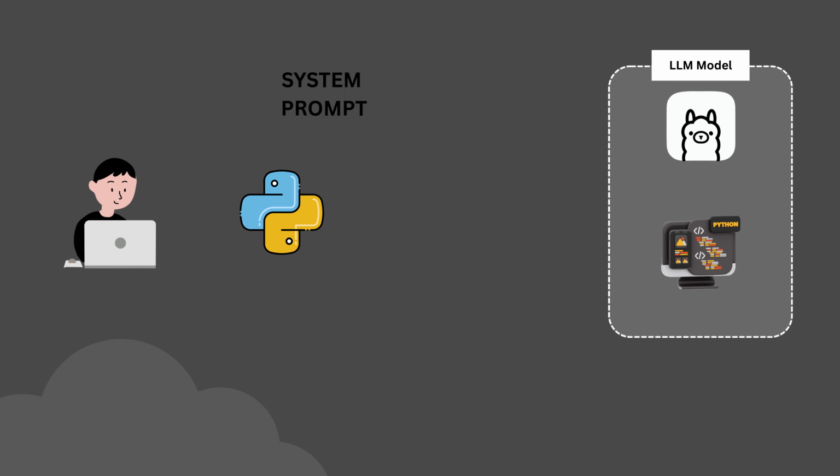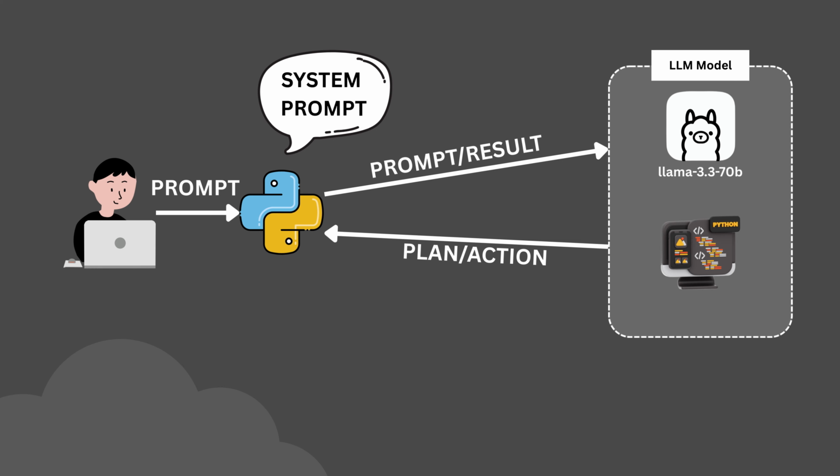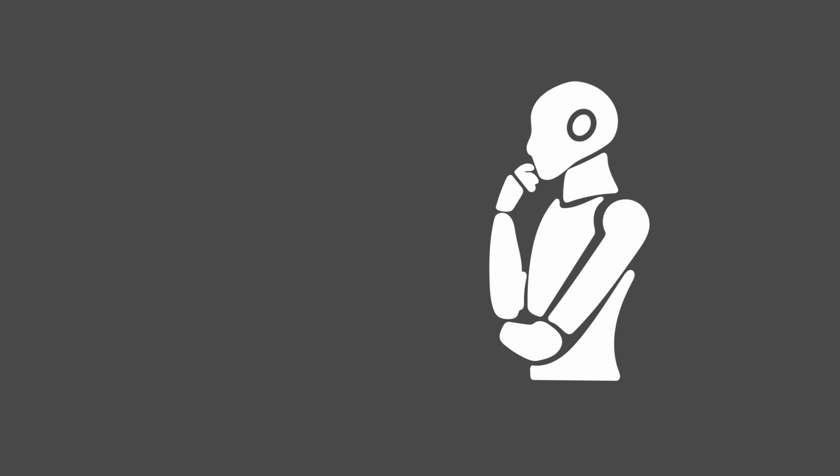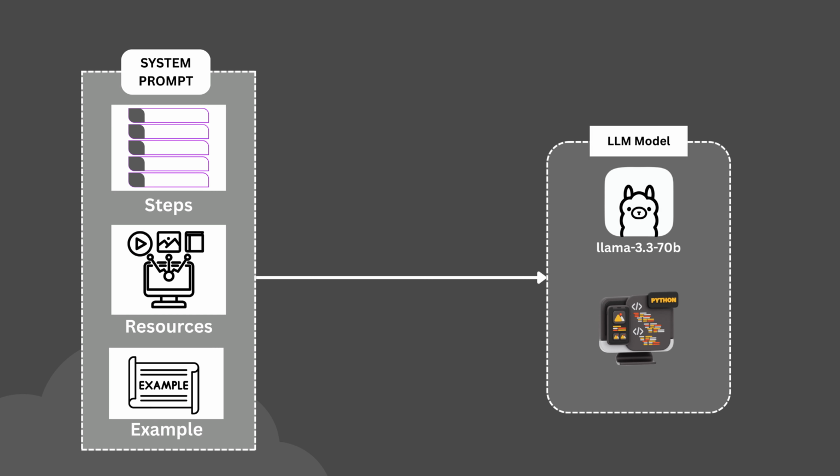Now, to get an AI agent or LLM to work how we want it to, we create a system prompt. This system prompt interacts with the LLM model and tells it how it needs to perform the action, like how the action should be, how it needs to be planned, how it needs to be executed, or how the result should be created.